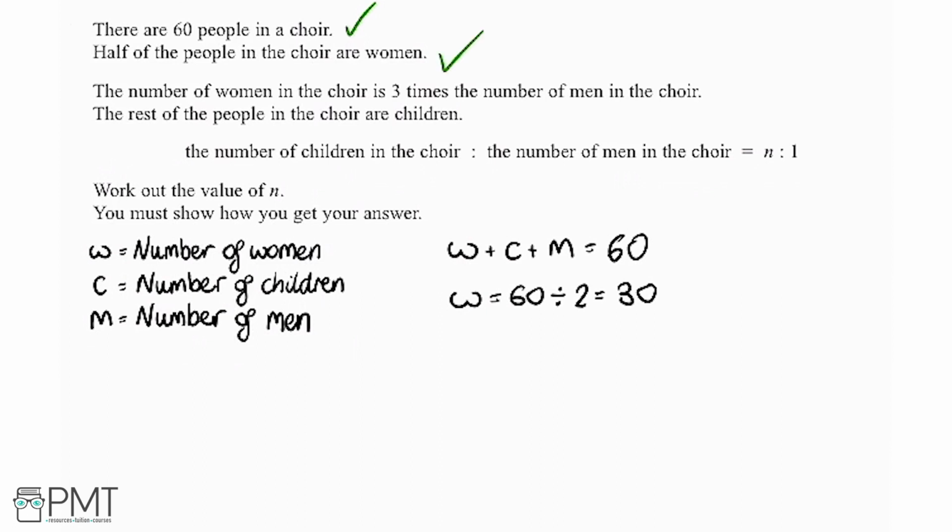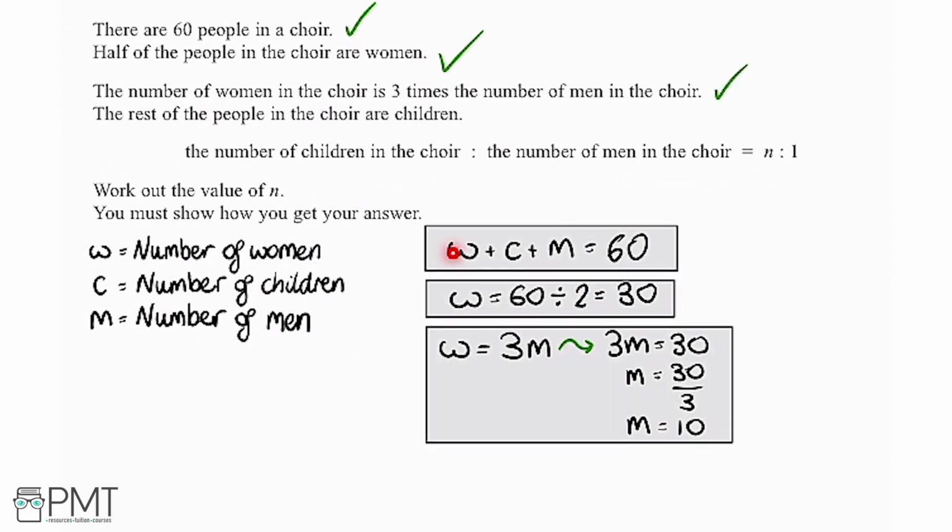Next up, the number of women in the choir is 3 times the number of men in the choir. Okay, so the number of women is 3 times the number of men. So from this one, I can work out how many men there are. Because we know there are 30 women, we're going to say 3m equals 30. So M, if we divide both sides by 3, we get that there are 10 men.